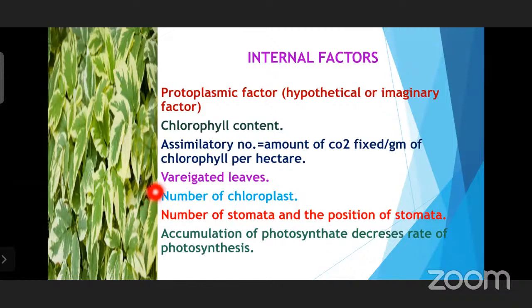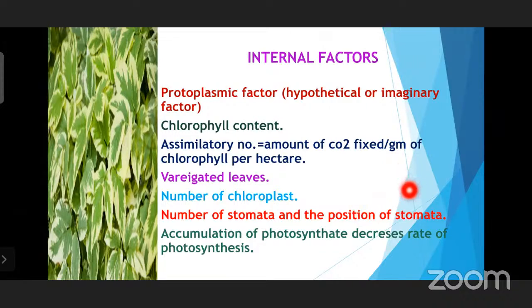Number of chloroplast is also very important. Per cell, how many chloroplasts are present? Number of stomata. Stomata will be present on the upper surface and lower surface in some leaves, and in some of the leaves only on the lower surface. And in some of the leaves like gymnosperms, you will see sunken stomata. So the presence of the stomata, the number of stomata, and the position of stomata will also decide the rate of photosynthesis.